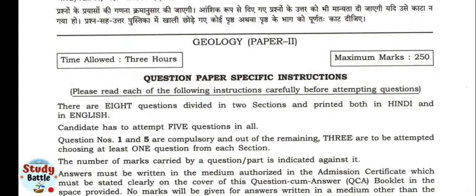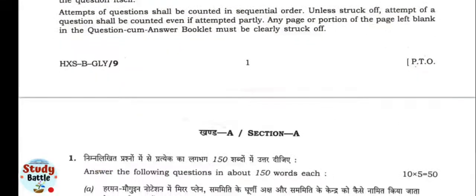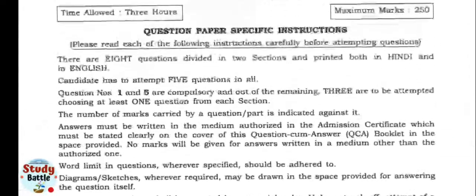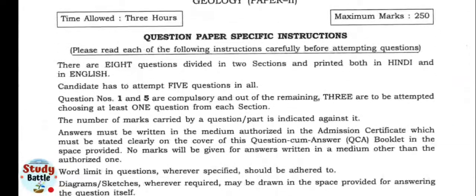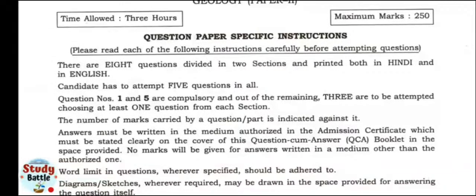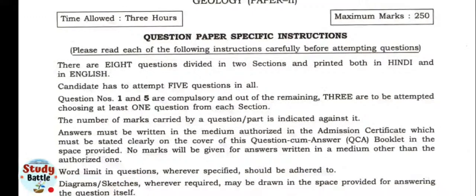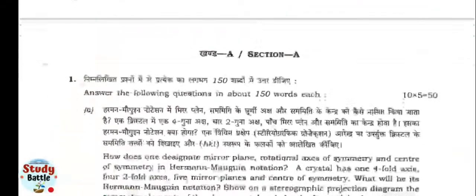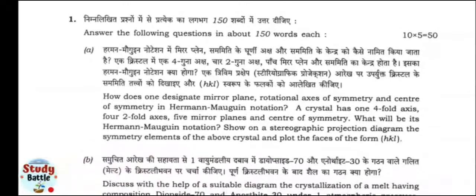The general instructions are the same as we discussed in the first paper. All in all, 5 questions have to be attempted, and the first and fifth questions are compulsory. You have to attempt at least 2 questions from one part and the other questions from the other part. Okay, so these are the instructions.